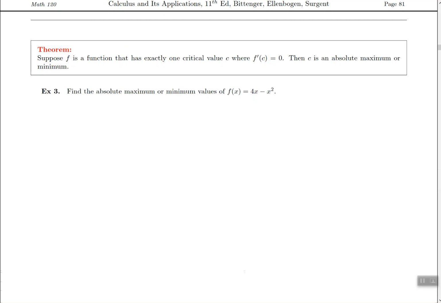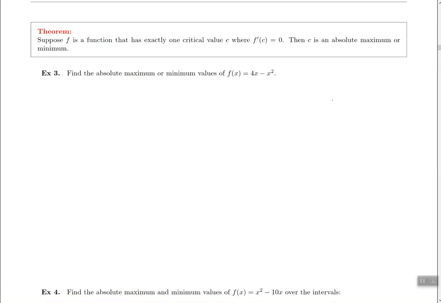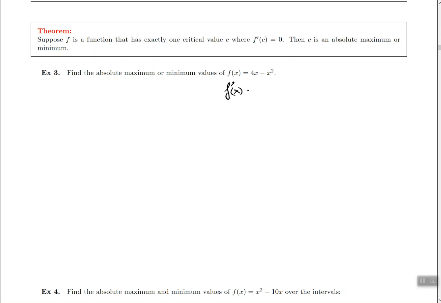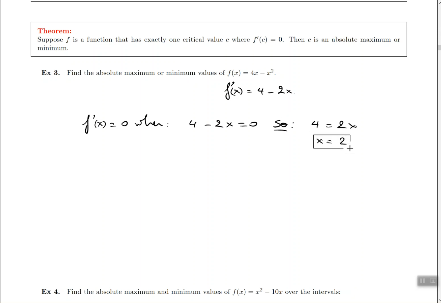It says, find the absolute maximum or minimum of the function f of x equal to 4x minus x squared. So again, we're going to start by looking for the derivative. It's always the same as usual. 4 is the derivative for 4x, and x squared becomes 2x. Now, what makes the derivative equal to 0? This happens when the 4 minus 2x itself is equal to 0. So this happens when 4 is equal to 2x, and that means x has to be the number 2. So far, that's the only critical number.